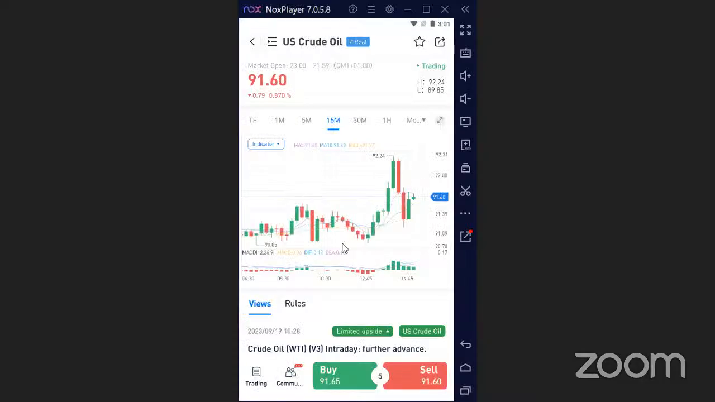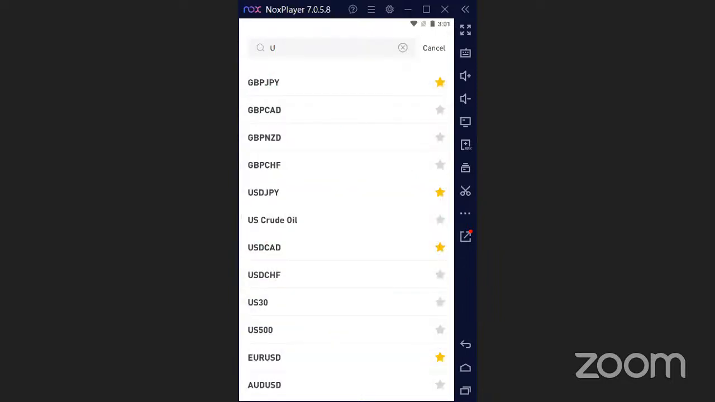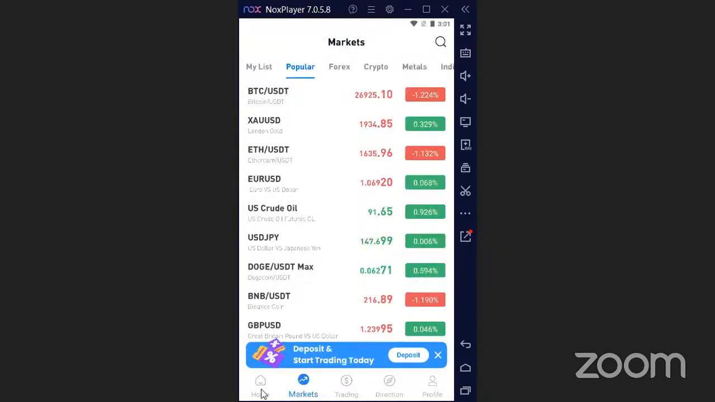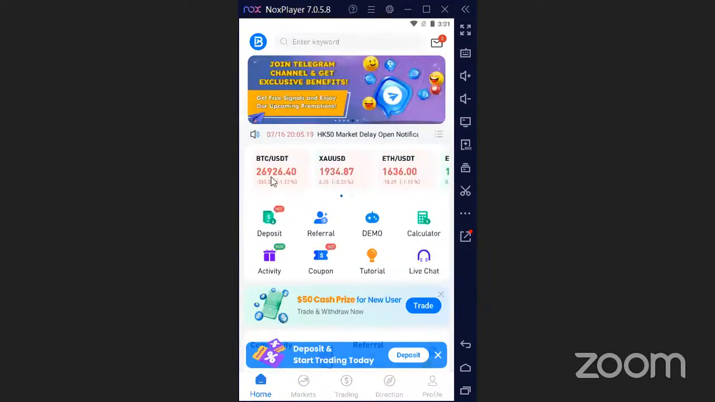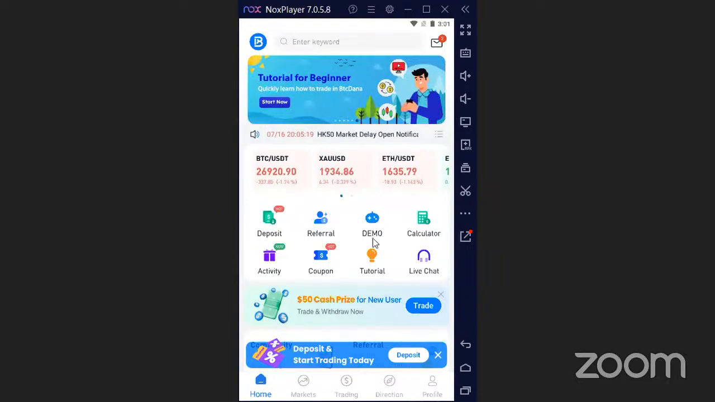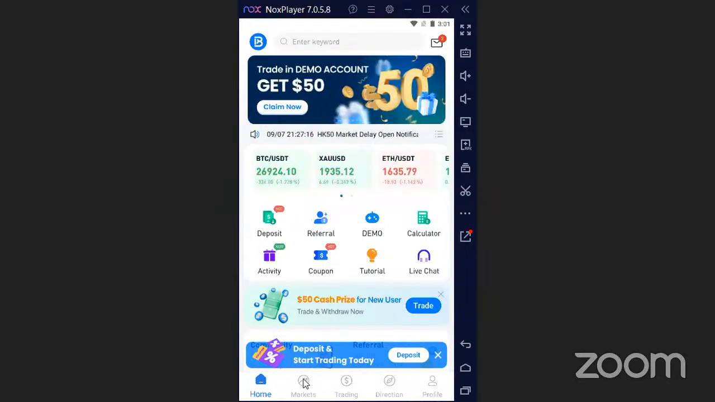So this is my BtcDana trading chart. Let me go home. The pair is AUDCAD. If you don't know how to do that, just follow my steps. First off, let me assume you are on the front page of the BtcDana trading application. Go to market.